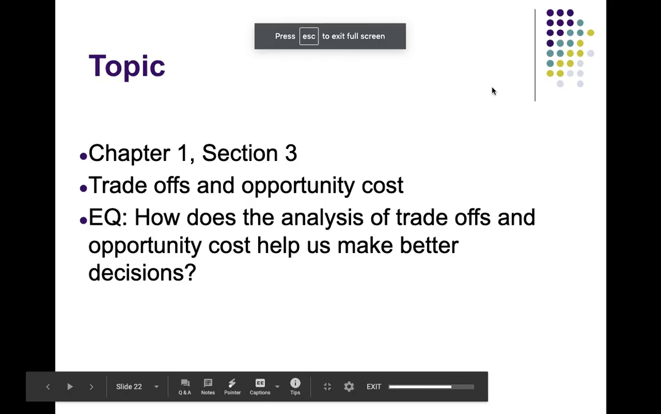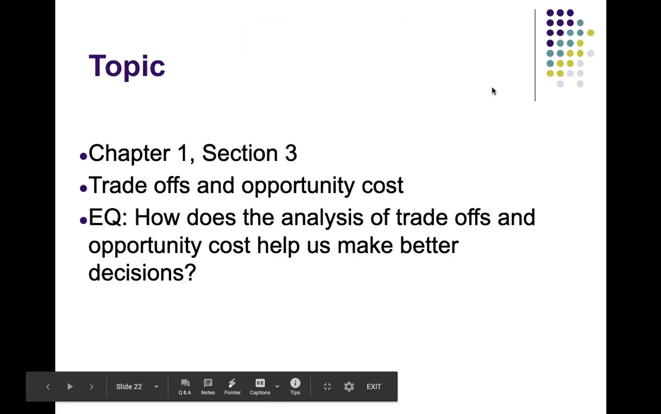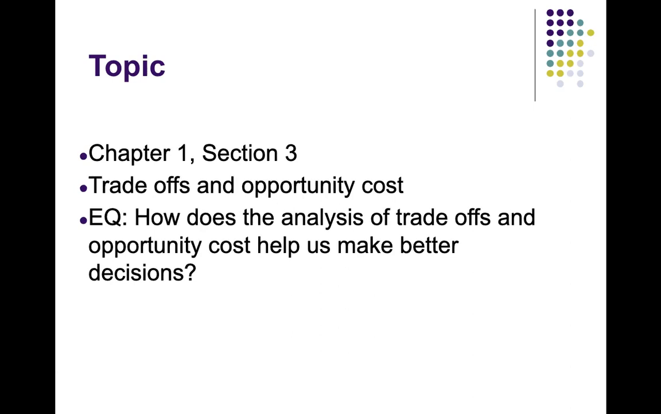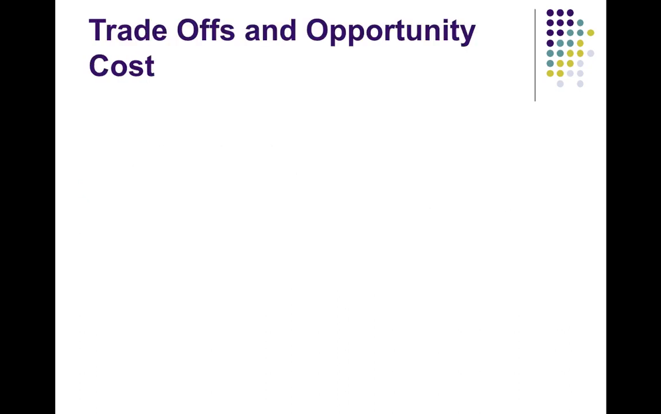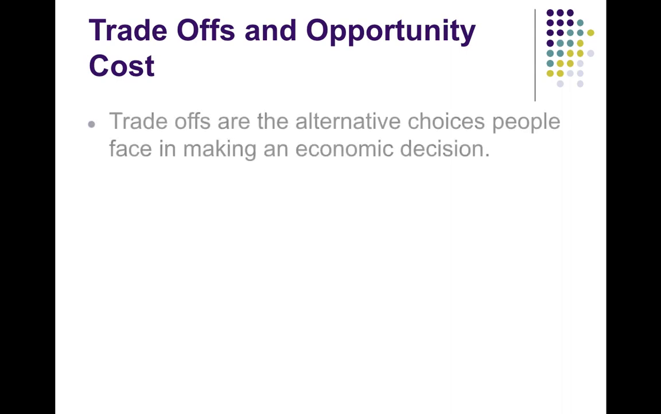This lecture is going to be over Unit 1, Chapter 1, Section 3 of Economics on trade-offs and opportunity costs. And our essential question today will be, how does the analysis of trade-offs and opportunity costs help make us better decisions? So basically, how are we going to make better decisions when we analyze what things will cost us? So trade-offs and opportunity costs, they are similar sounding, and you need to be careful about what each one means.